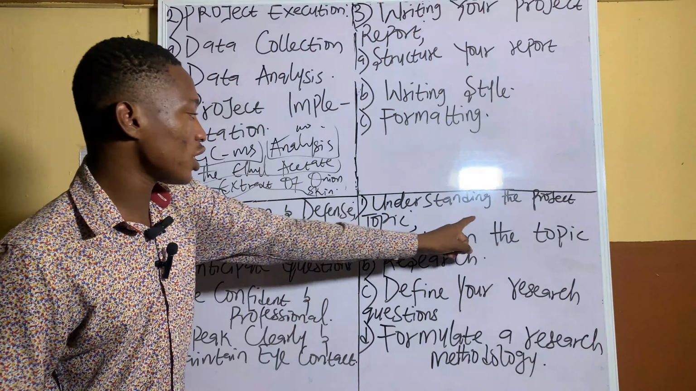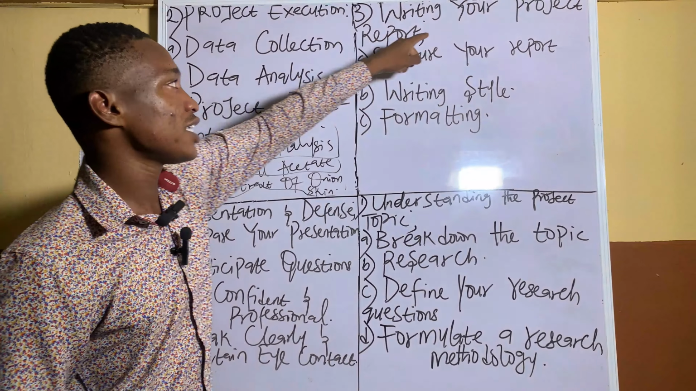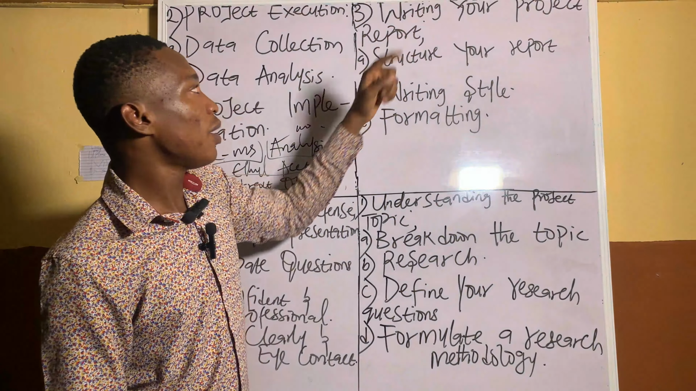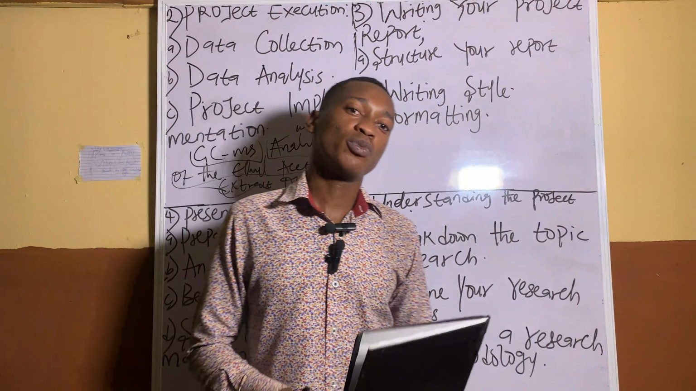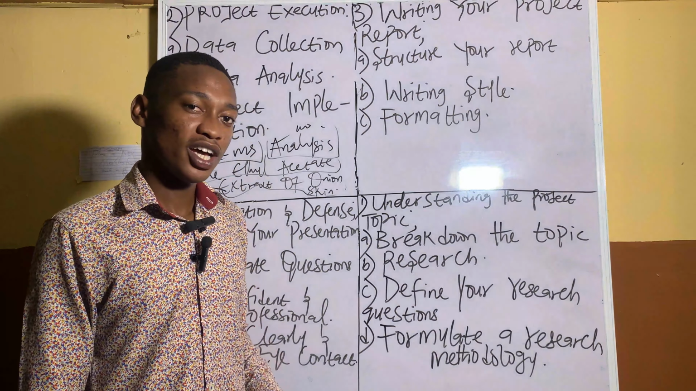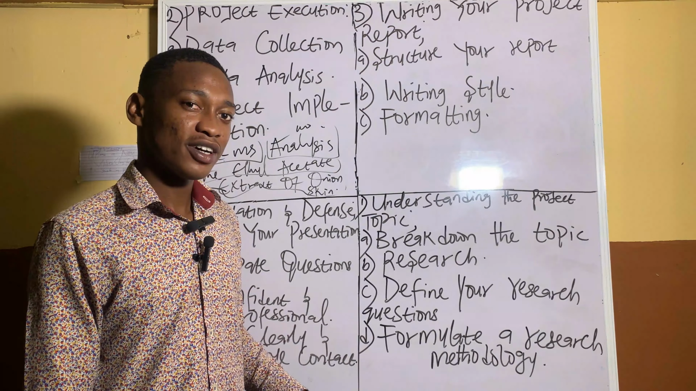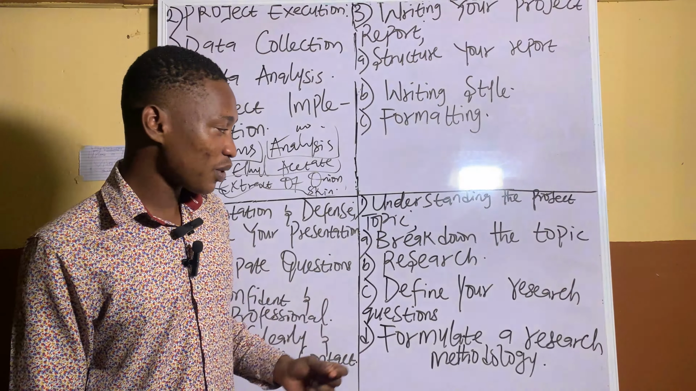So we're done with understanding the project topic, and we're done with project execution. Now the third one is writing your project. Remember, you need the help of your supervisor. In everything that we're doing here, for each step, you need your supervisor. The supervisor that you have, you need him or her. You can't do it on your own. Are you getting what I'm saying?